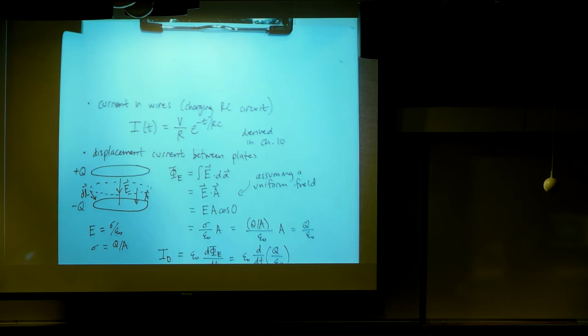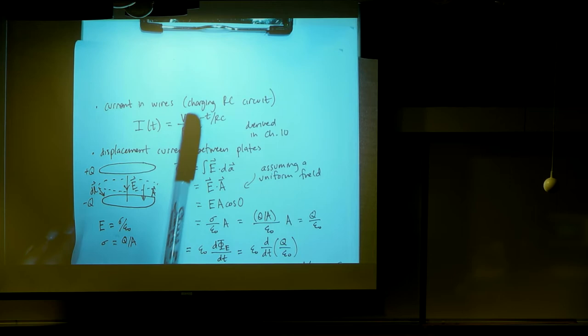Let me show you what we worked out before, right? The actual current going through the wires is given by this. It's our RC circuit charging equation for current, okay? And we don't have any displacement current in this case, because we're not talking about the empty space in between the plates, we're talking about real current.